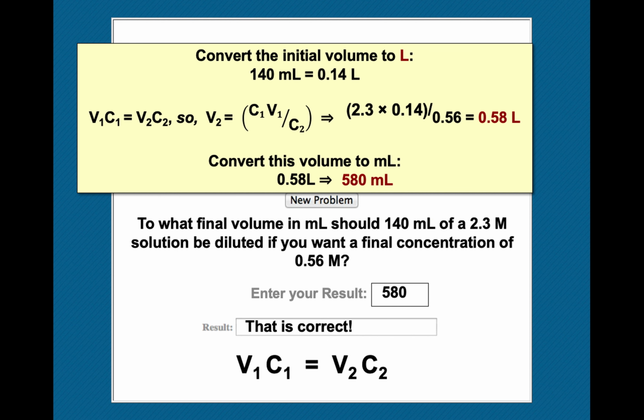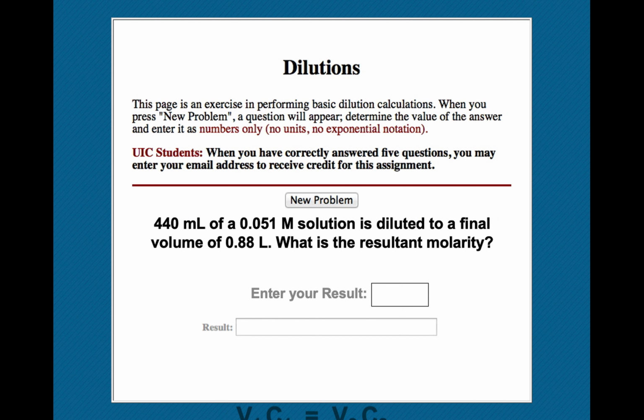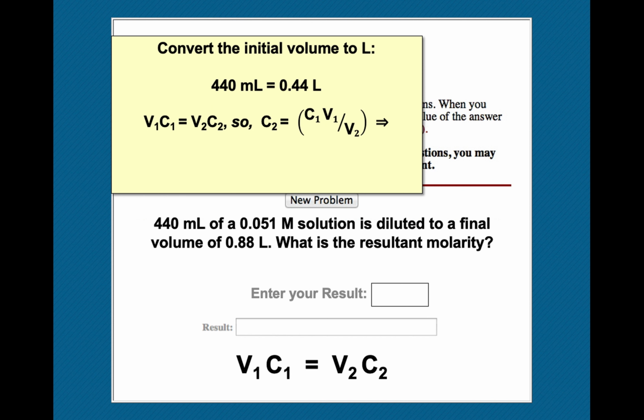Let's do one more. mils, 0.51 moles, that's V1C1, is diluted to a final volume of 0.88. That's our V2. What is the final concentration? So again, we're simply solving for C2. C2, C1, V1 over V2. Substitute in. Do the simple math. 0.026 molar.